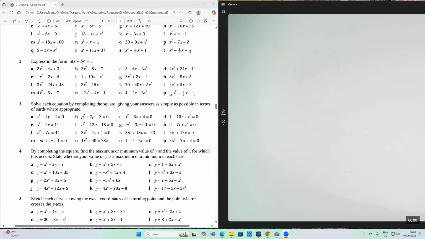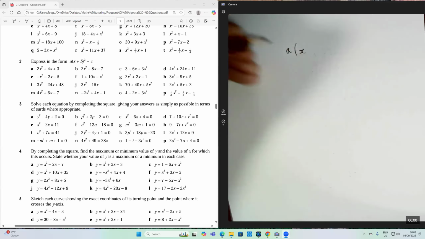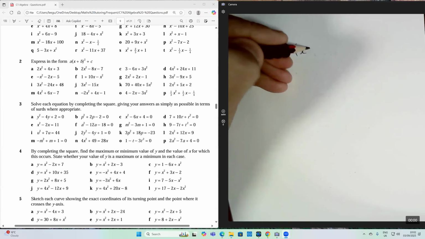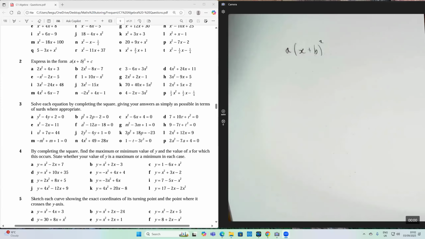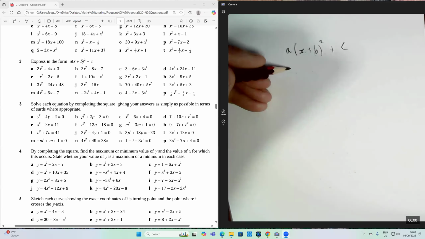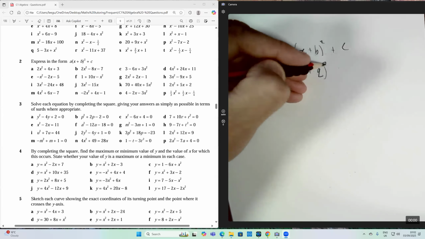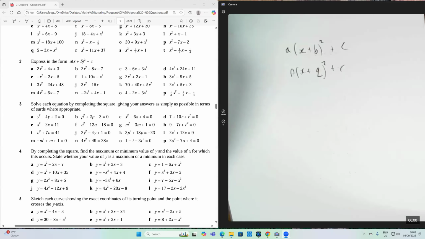Hello everyone, in this second video on completing the square, we're now going to look at the slightly more complicated ones where we have a coefficient in front of the x squared. So for this one, we're going to be asked to write them in this kind of format: a(x + b)² + c.